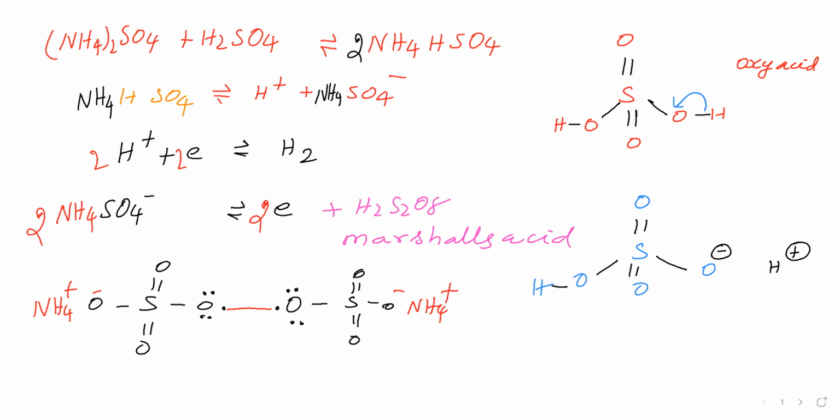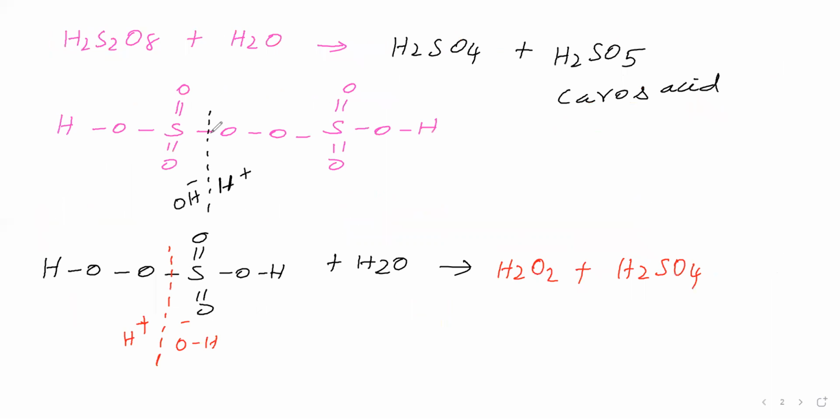What is the formula of this one? The formula is (NH4)2S2O8. We are getting (NH4)2S2O8 at the anode, and at the cathode we are getting hydrogen gas. Next, we will take this (NH4)2S2O8 for vacuum distillation.